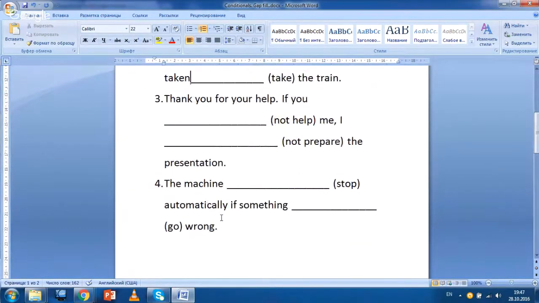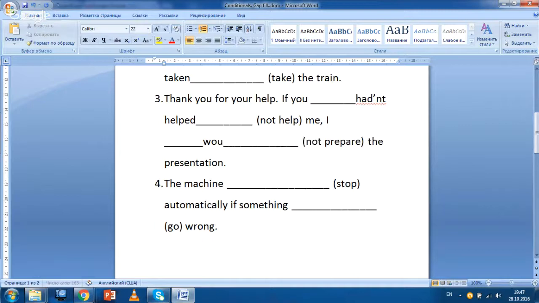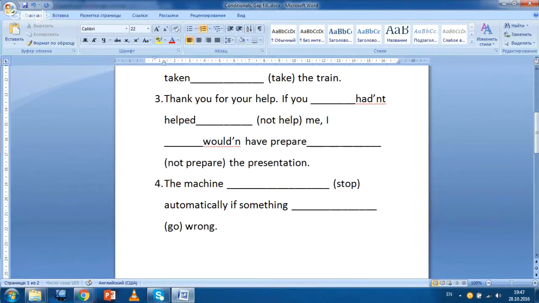Okay, let's proceed. Third sentence. Thank you for your help. If you, me, I, the presentation. So again, the situation was in the past. You say, if you hadn't helped me, the negative of past perfect, hadn't helped me, so I wouldn't have prepared the presentation. Okay, the third type, because the situation was past.